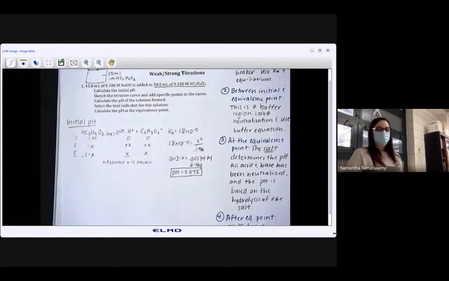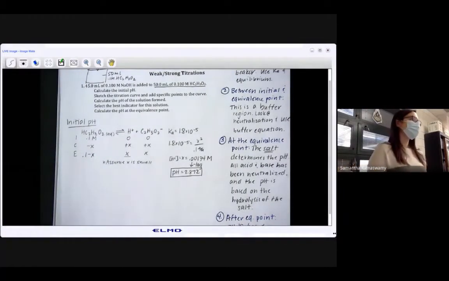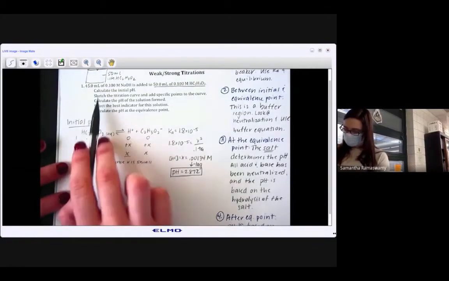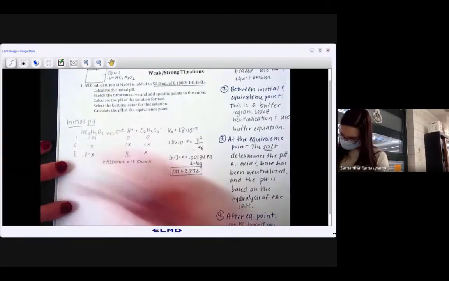So initial pH, we just had the acid in the beaker. So we were just finding the pH of a weak acid. You always just need to think about what is in the beaker, what is affecting the pH. If it's strong, you don't need equilibrium because it's a single arrow, goes to completion. If it's weak, it exists at equilibrium. So the next thing says, sketch the titration curve and add specific points.